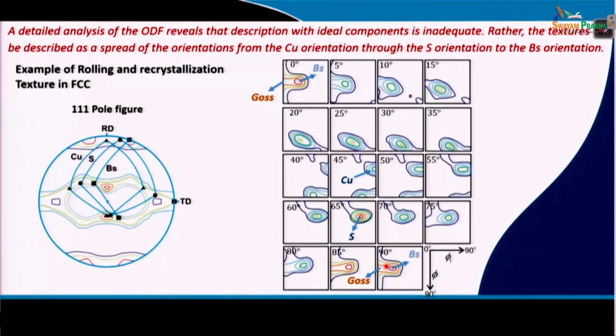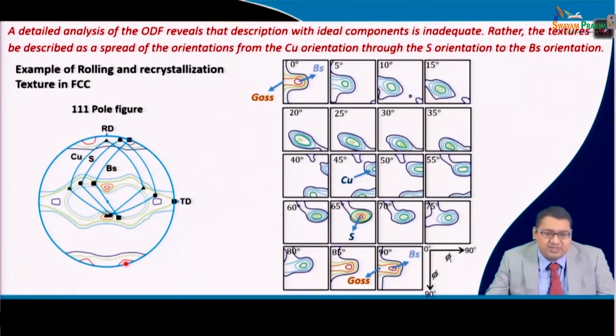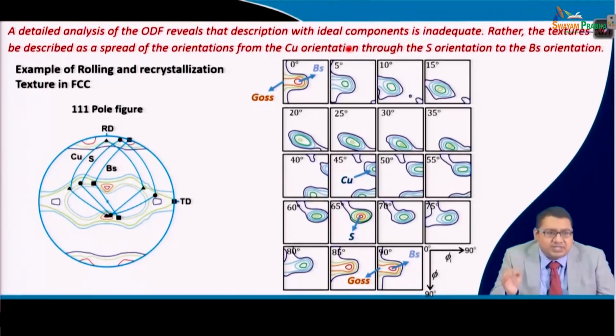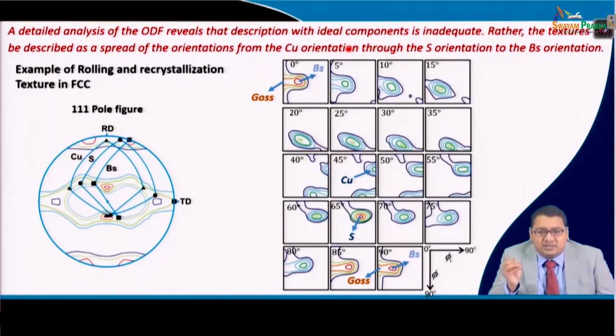Let us start. So, you see, regarding fiber texture, which can be observed in both the pole figures and in the orientation distribution function, ODFs. You see, when we did a detailed analysis of the orientation distribution function, that is the ODF, it revealed that the description with ideal components, means ideal texture components or ideal orientations, is inadequate. So, rather the texture is most actually demonstrated or described as a spread of one orientation to another orientation.